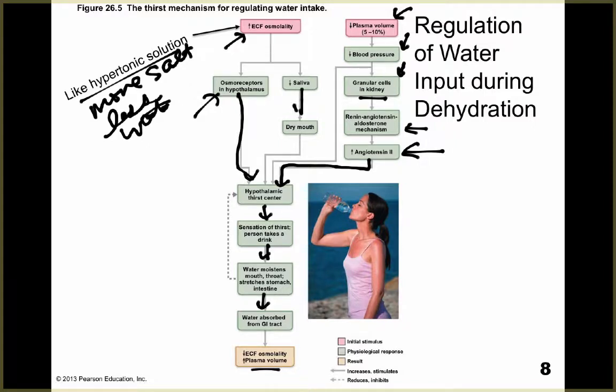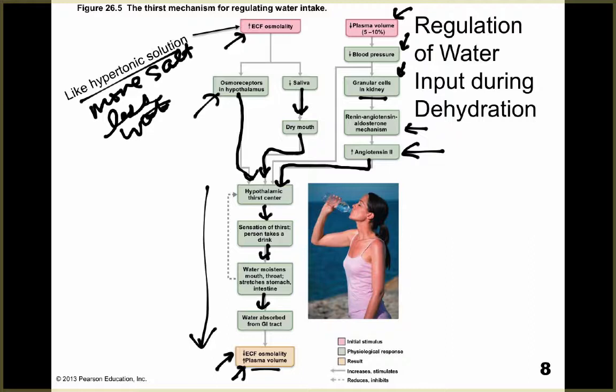At the same time, with a decrease in saliva, it's going to make your mouth dry, and that's going to activate the thirst centers. And that's going to make you drink water, and at the same point the plasma volume is increasing. That's what's happening in the results. The amount of water going into the solution is going to increase, so that's going to decrease the osmolality.